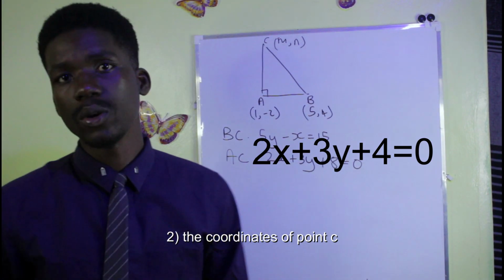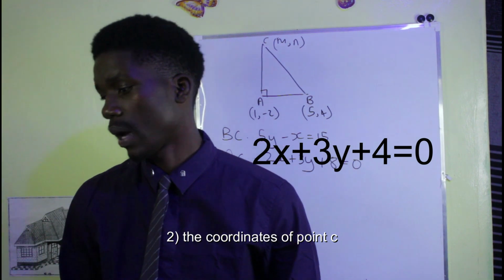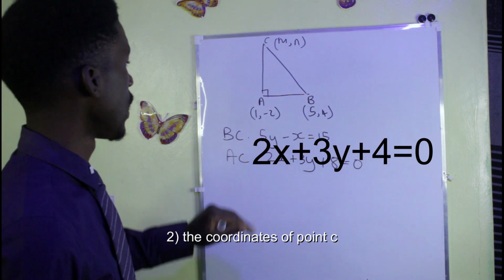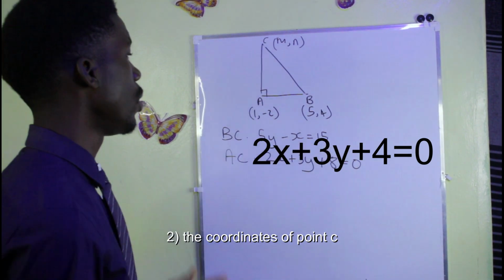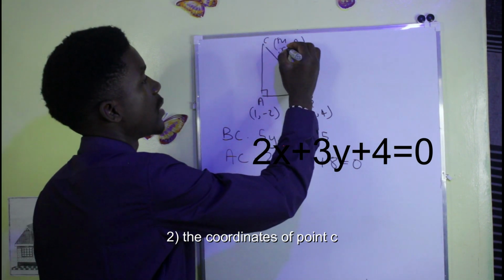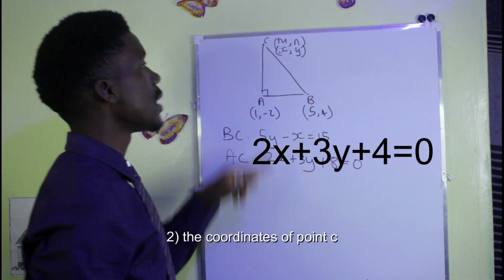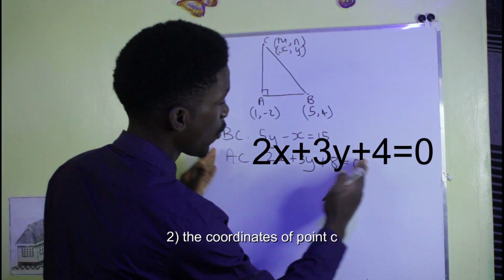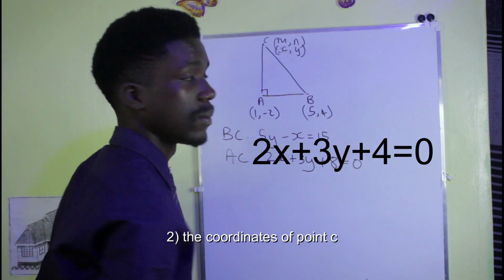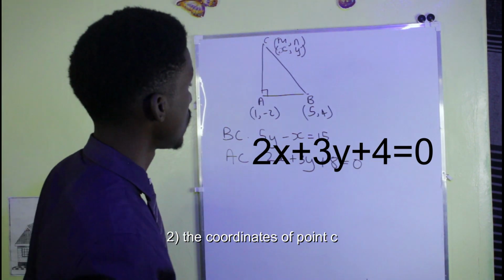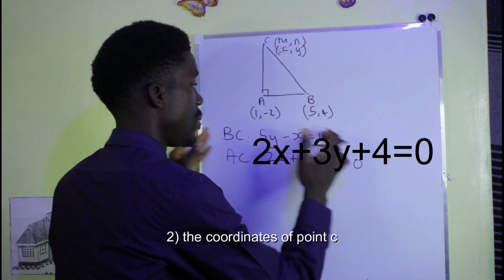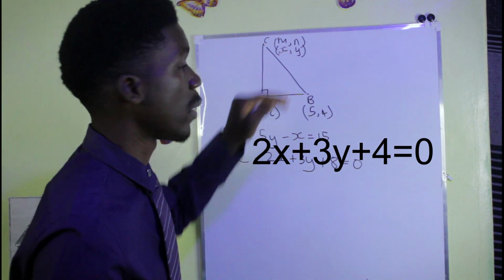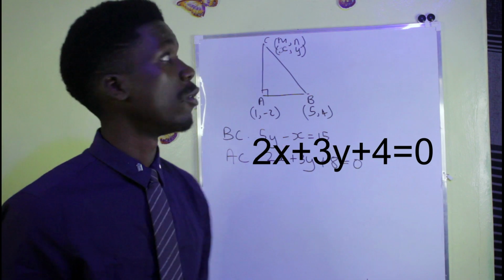So what do we do at this point? We will take this equation. We all know this one is x and y. So these unknowns are the ones we are looking for. So we will take the equation of AC and equate it to BC, and we will get the two unknowns, which is x and y, and are the coordinates of point C.